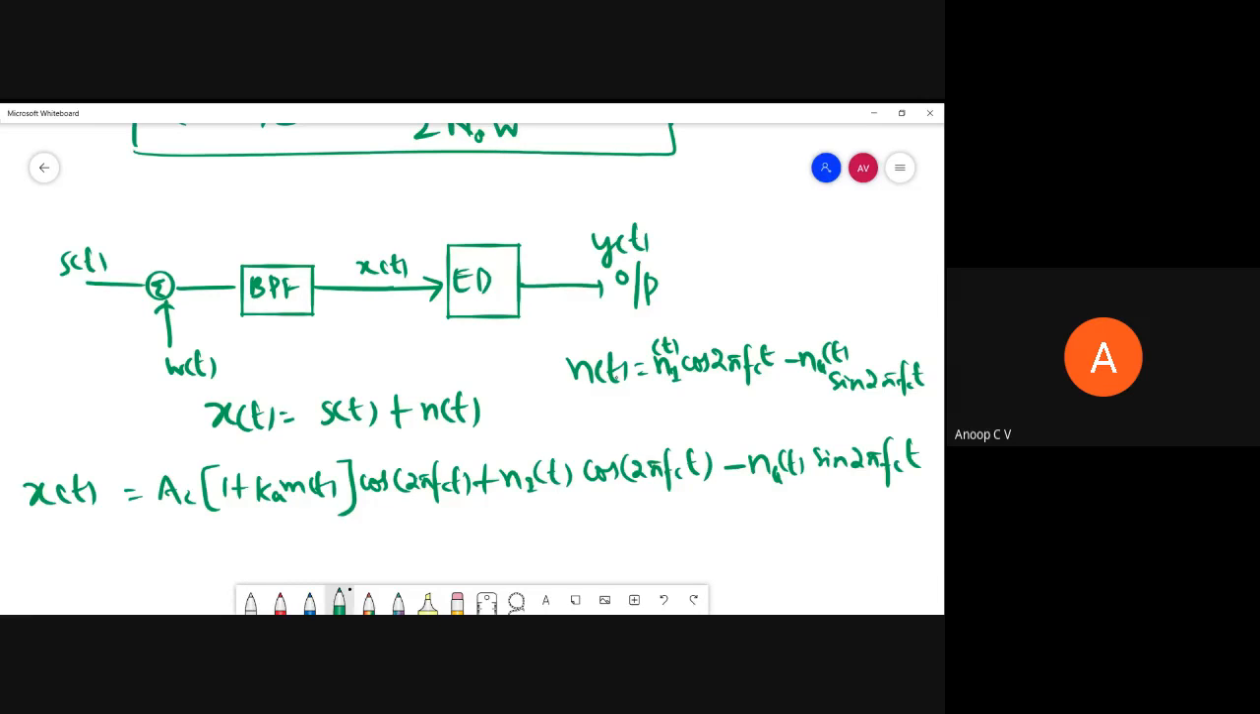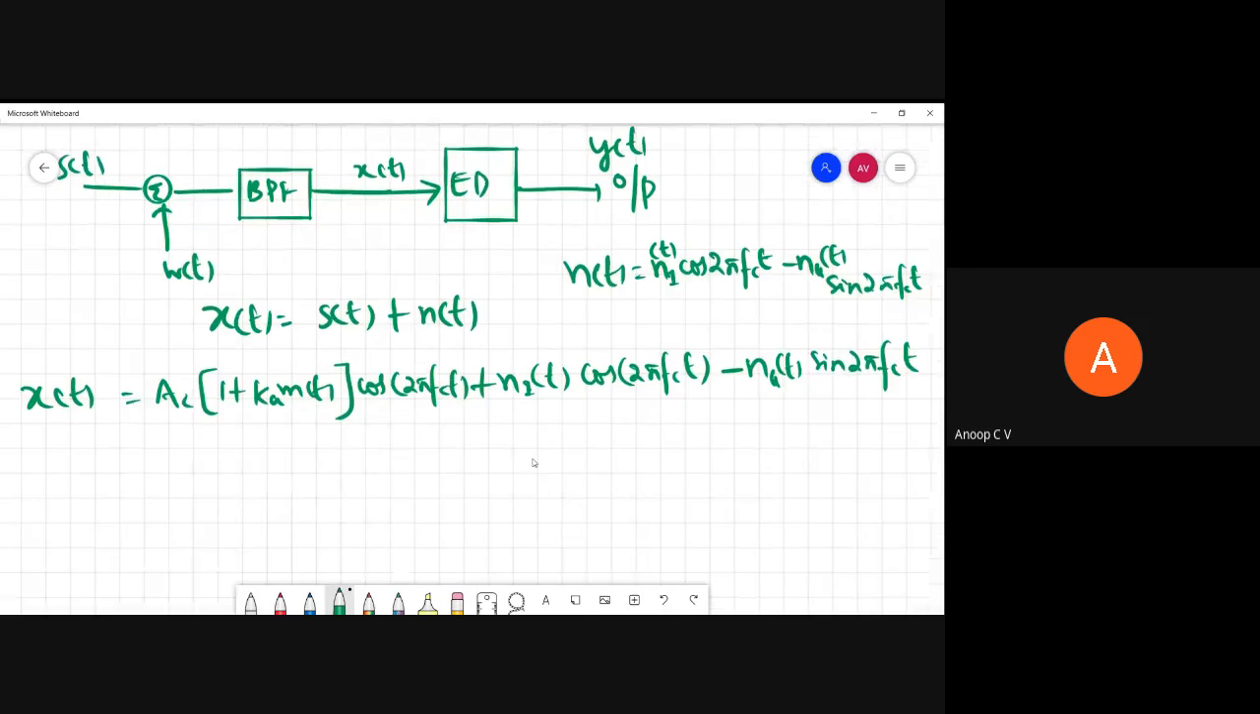This X of t is passed through an envelope detector. What an envelope detector does is detect only the envelope, in the sense of the amplitude variation. Normally the envelope of a signal can be obtained easily by representing it in polar or phasor form. The magnitude part will be its envelope. So we'll try to find out what is the envelope of X of t.